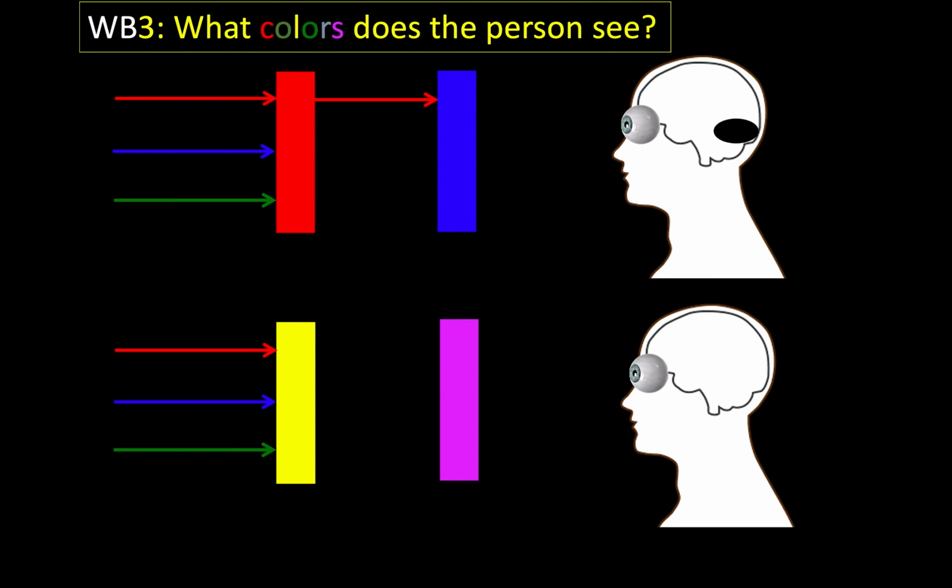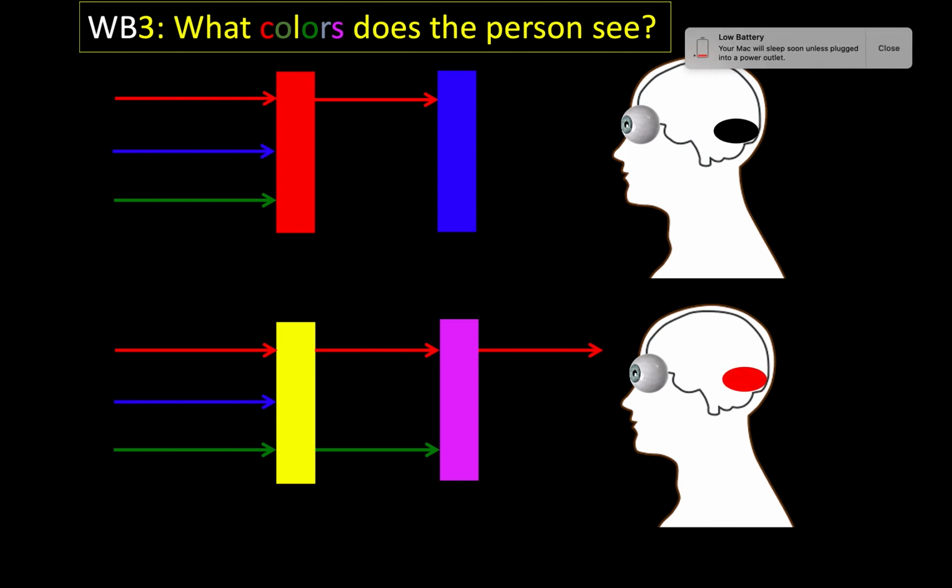So in the bottom, we have white light, so red, blue, and green, hitting a yellow filter. Well, yellow is a combination of red and green, so red and green passes, the blue gets absorbed. The magenta filter absorbs green, lets blue and red pass. There's only red available, so when you stack red and magenta, your brain sees red.